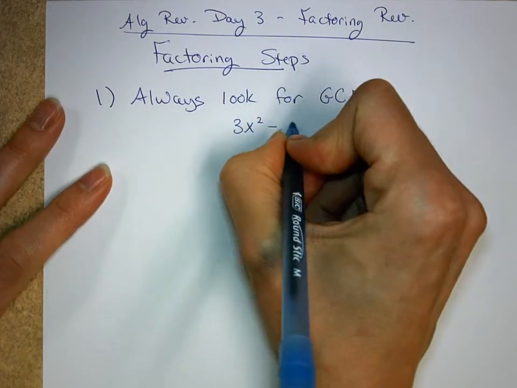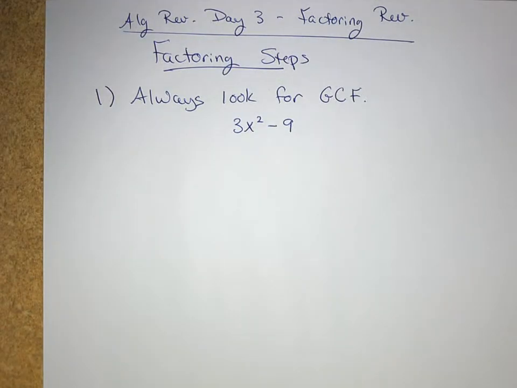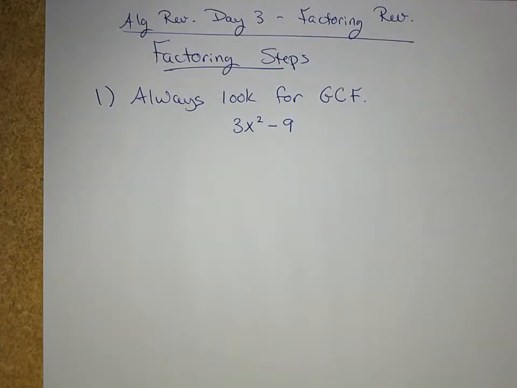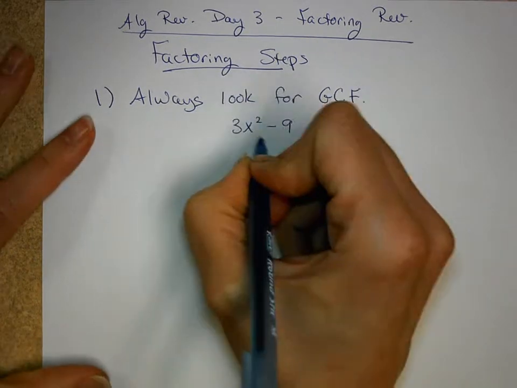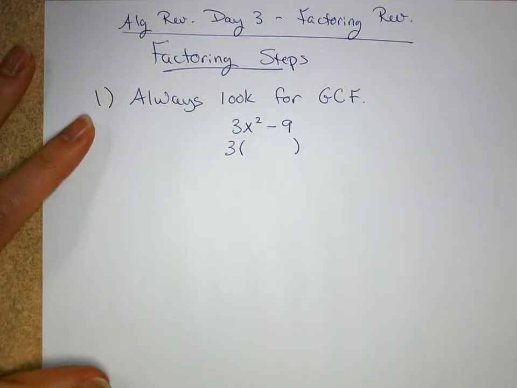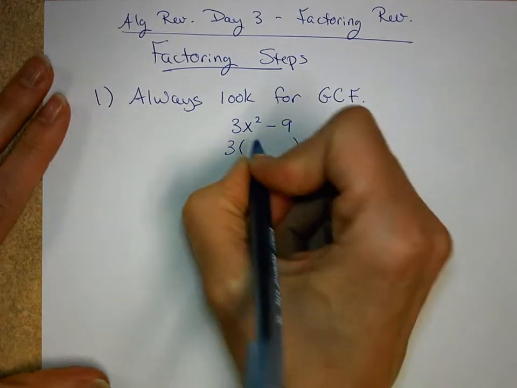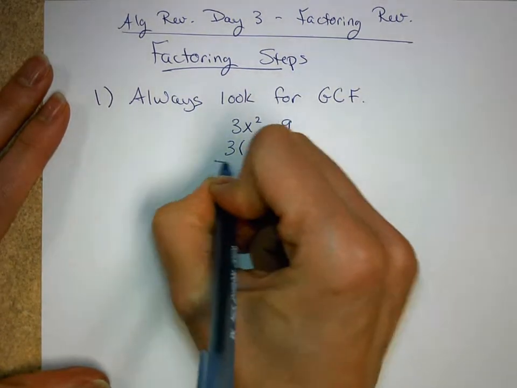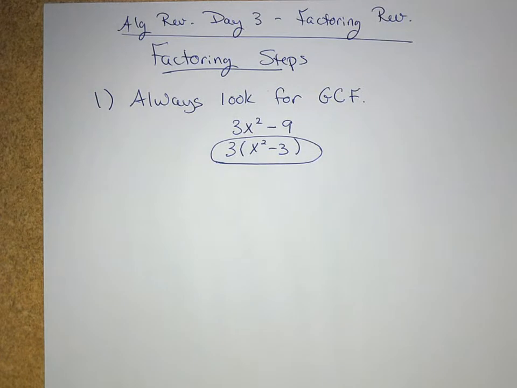3x squared minus 9. What would be my greatest common factor in this? 3. And you get 3 times the quantity x squared minus 3. That is the best. It's completely factored. I can't factor the x squared minus 3 further, because 3 is not a perfect square number.